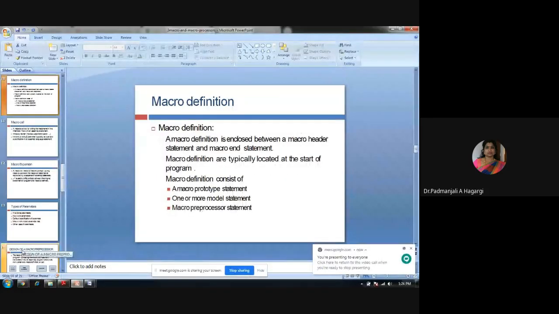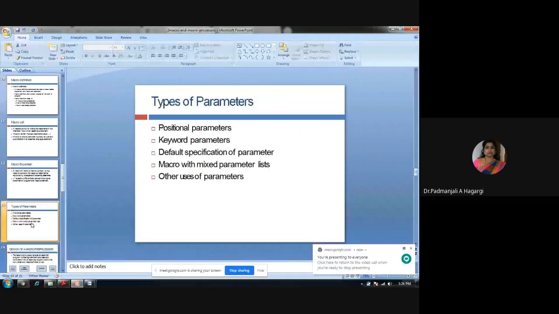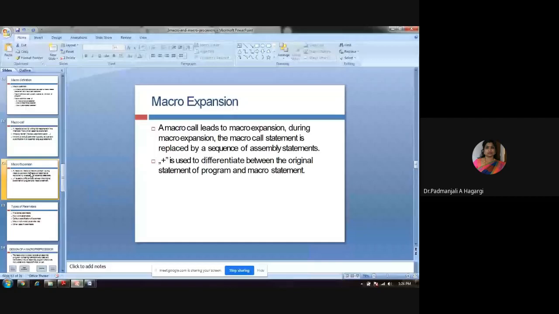Till here I have told you, and also covered the types of parameters. I hope you all know what a macro and a macro call are. Macro call is also nothing but macro invocation, and macro expansion is nothing but macro substitution. Wherever it is necessary, a programmer can substitute the macro.